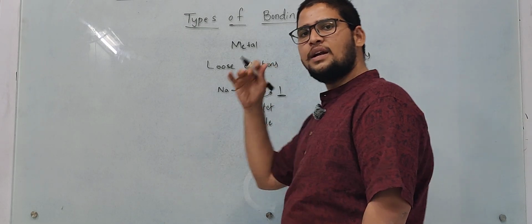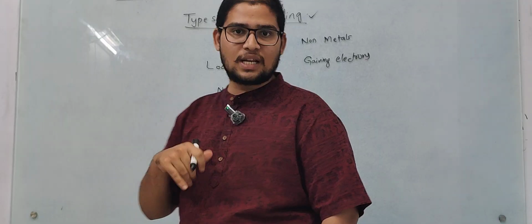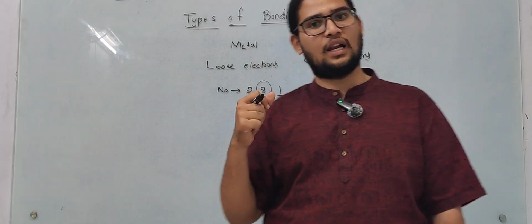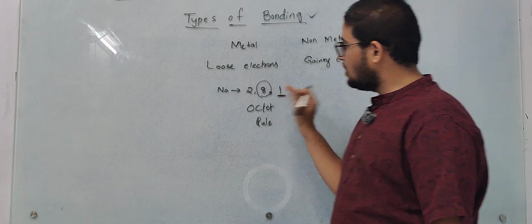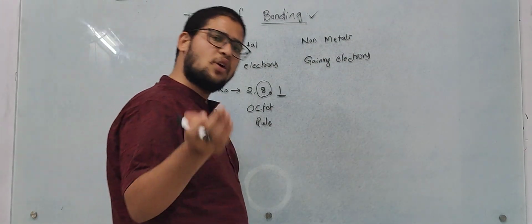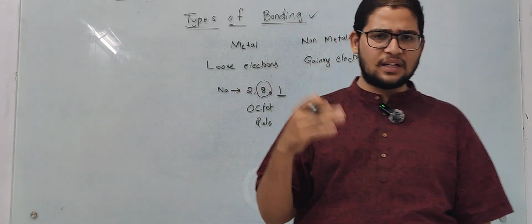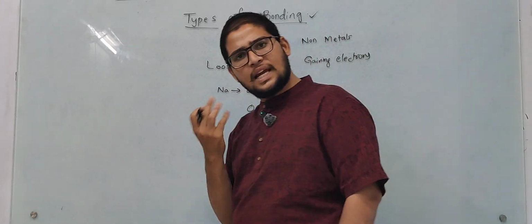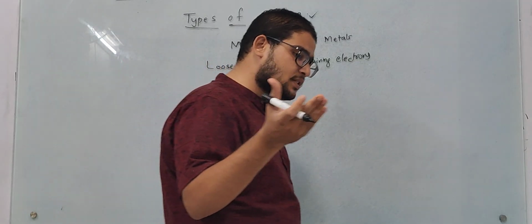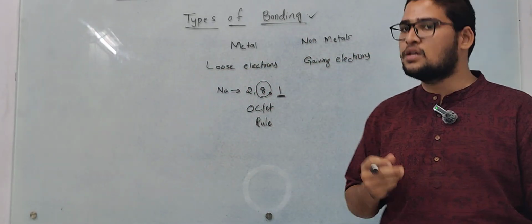Every element in the periodic table will struggle to get 8 electrons as valence shell electrons. This rule is called the octet rule. In the same way, non-metals also will struggle; either they will lose electrons or they gain electrons to ultimately have 8 in the valence shell.